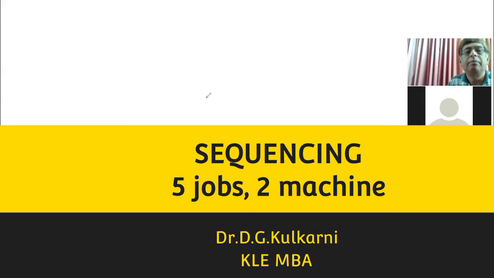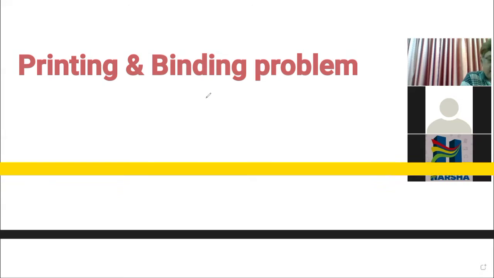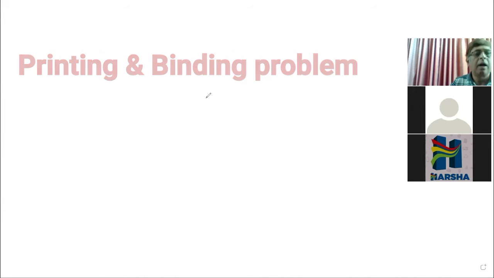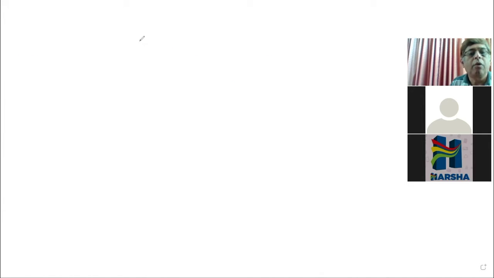Today we are going to take a different variety of problem on the printing and binding problem that we have done the other day. That was a straightforward problem that we did, and today we're going to have a slight variation of this problem. So let us start with the problem.